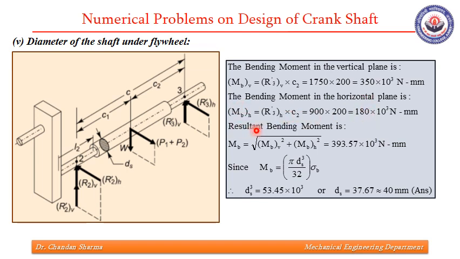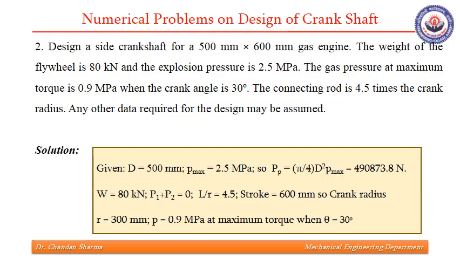Resultant bending moment will be given by this equation. So, we got this resultant bending moment, and since MB is pi ds cube upon 32 into sigma b, where ds is the shaft diameter under flywheel, we can find value of ds as 40 millimeters.